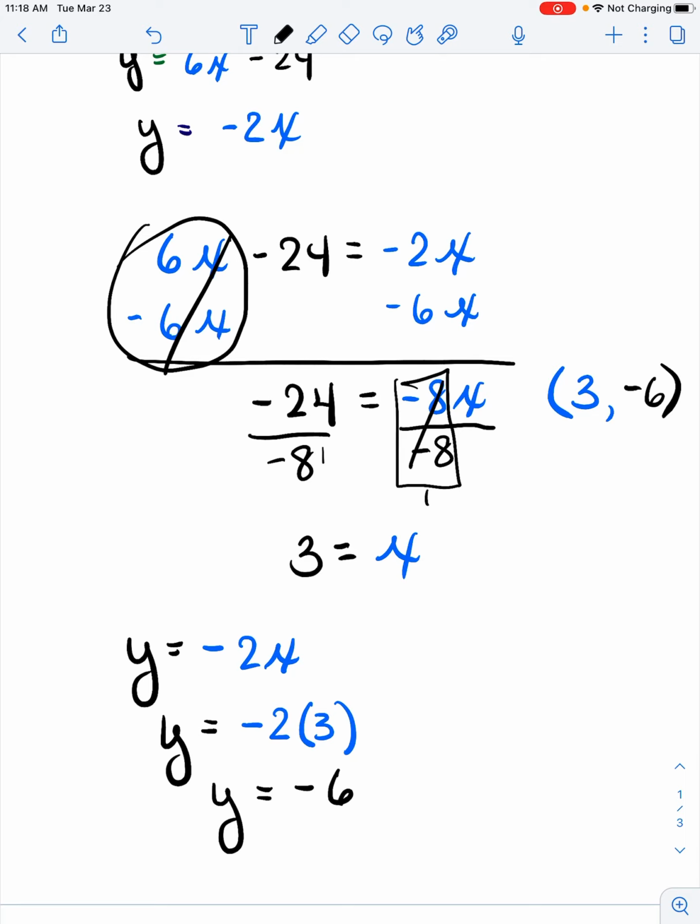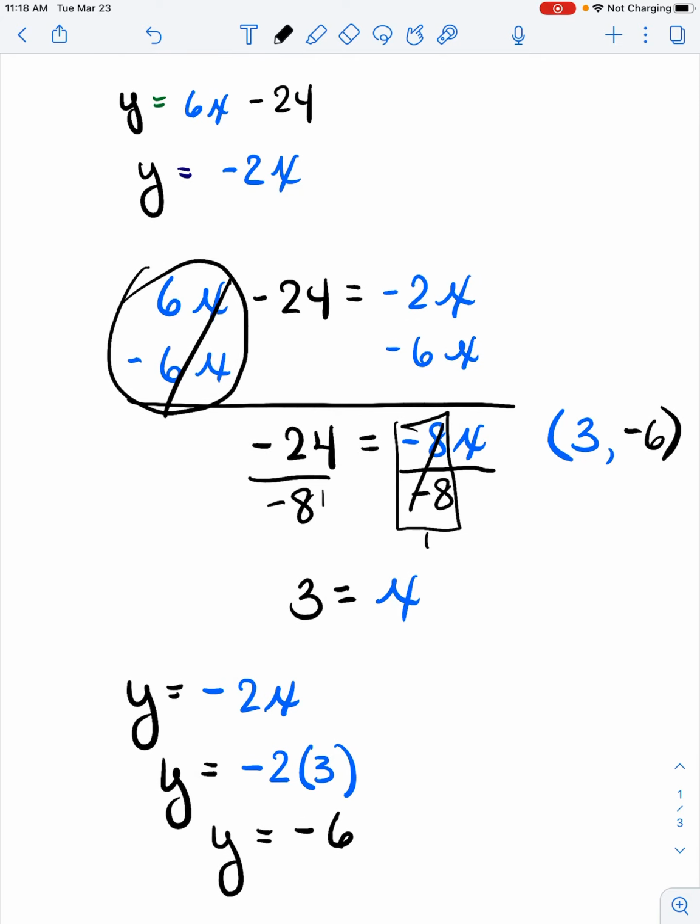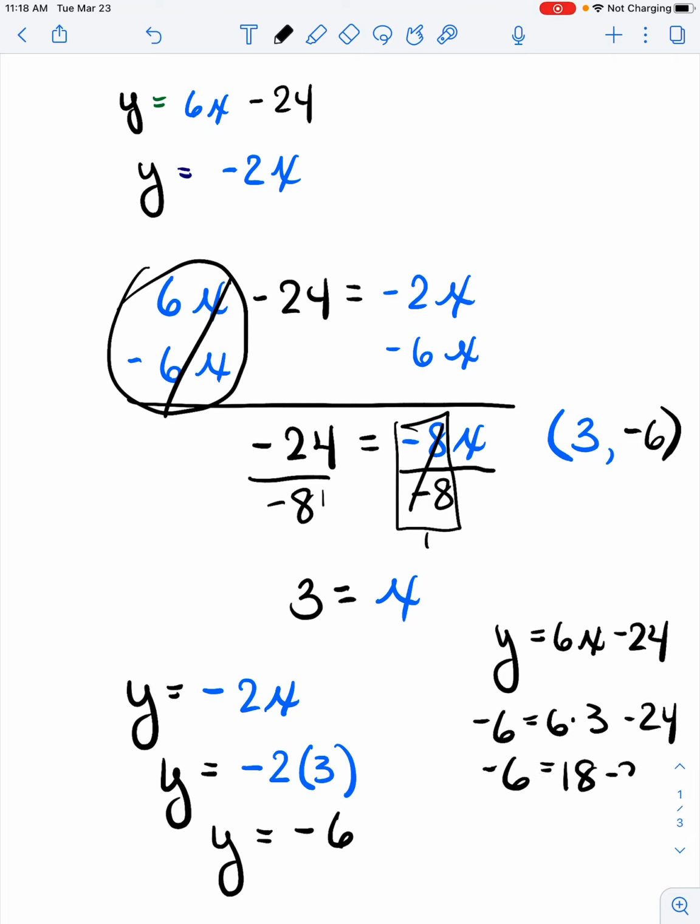Well, since I figured it out by using y equals negative 2x, let me check by using y equals 6x minus 24. And so we're going to substitute negative 6 equals 6 times 3 minus 24. Negative 6 equals 18 minus 24. And negative 6 equals negative 6. And so that checks out. And that's how I would do this particular problem.